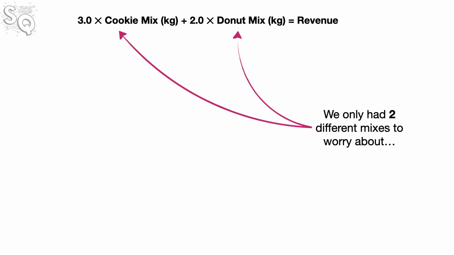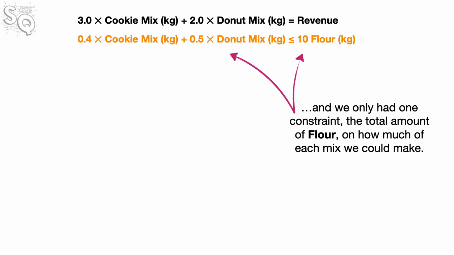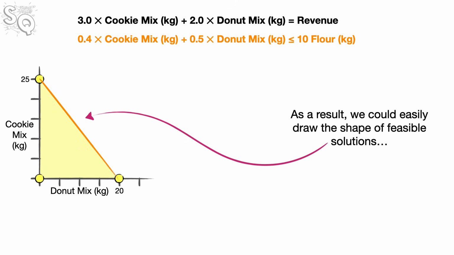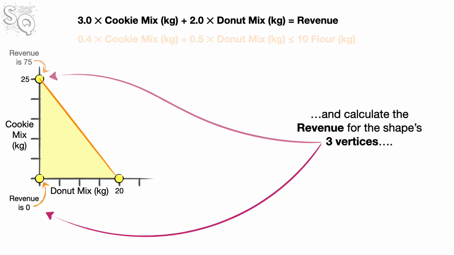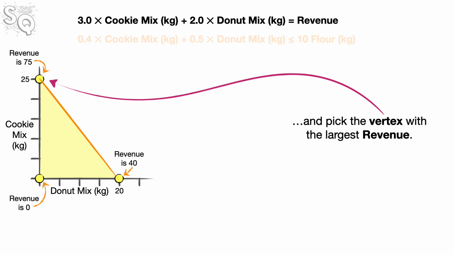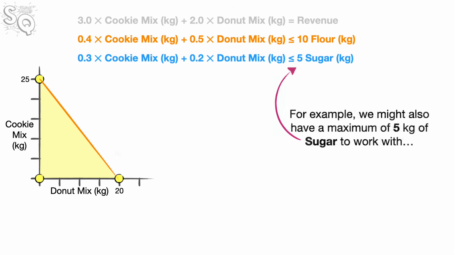Now, this example was pretty simple. We only had 2 different mixes to worry about, and we only had one constraint, the total amount of flour on how much of each mix we could make. As a result, we could easily draw the shape of feasible solutions and calculate the revenue for the shape's 3 vertices, and pick the vertex with the largest revenue. However, it's much more common to have more than just one constraint. For example, we might also have a maximum of 5 kilograms of sugar to work with.